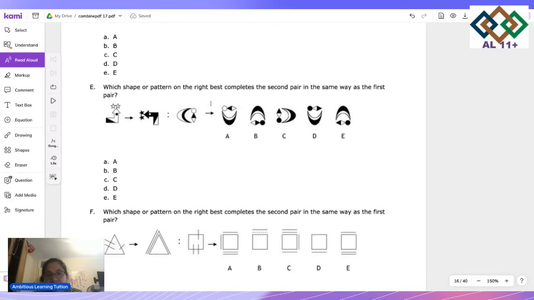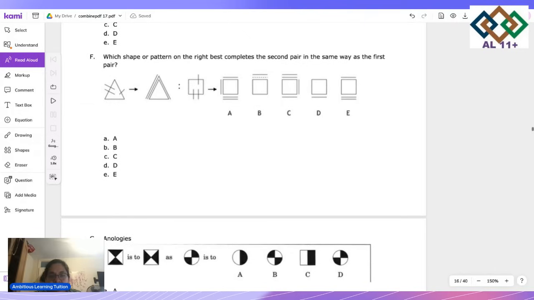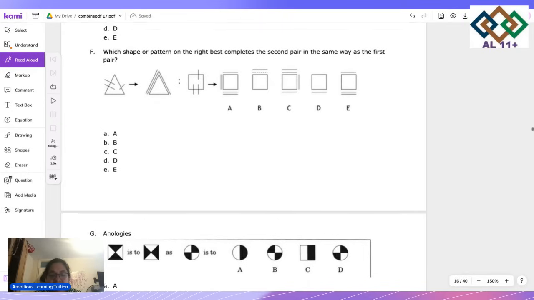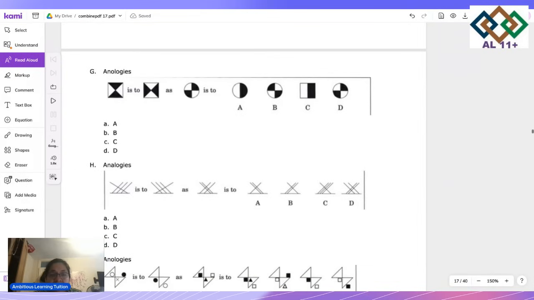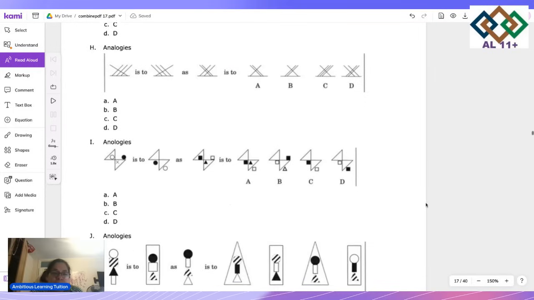Which shape or pattern on the right will complete the second pair in the same way as the first pair? So you need to think that. And then the next one is: which shape or pattern on the right best completes the second pair in the same way as the first pair. You need to do that. Then analogies is something which is there in both Bexley and Kent. So you have to practice that. This shape goes to this and this goes to what. So you have to see the pattern and then complete them.